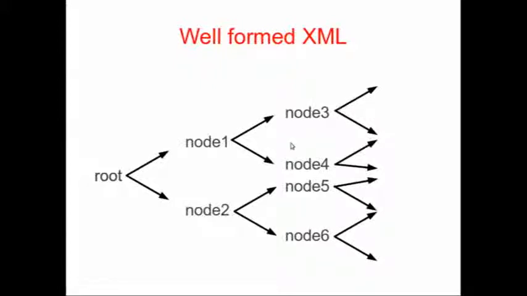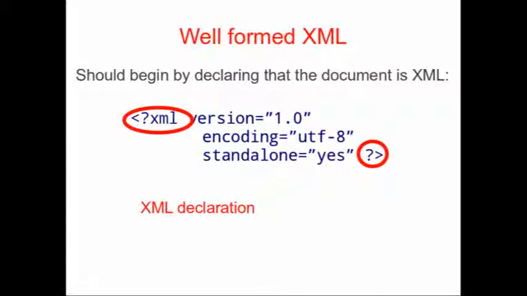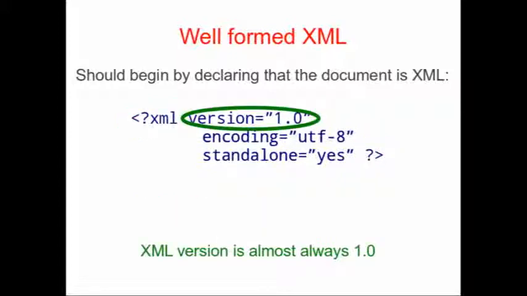Your XML file should begin with a declaration that it is indeed an XML file. The simplest declaration just begins and ends with XML declarations. However, there's other information that you should include in your file. For example, you should include the version of XML specification that you're adhering to. The version will almost always be 1.0 right now, although there is a version 1.1 that has some stricter requirements.